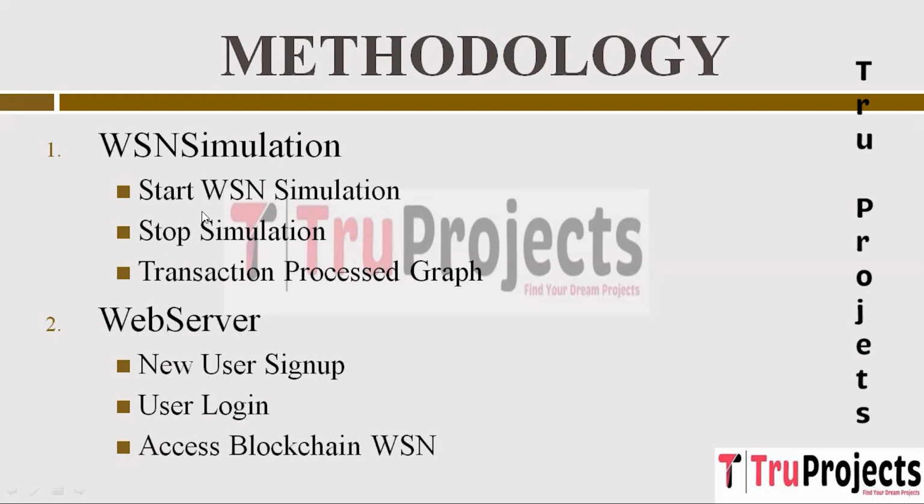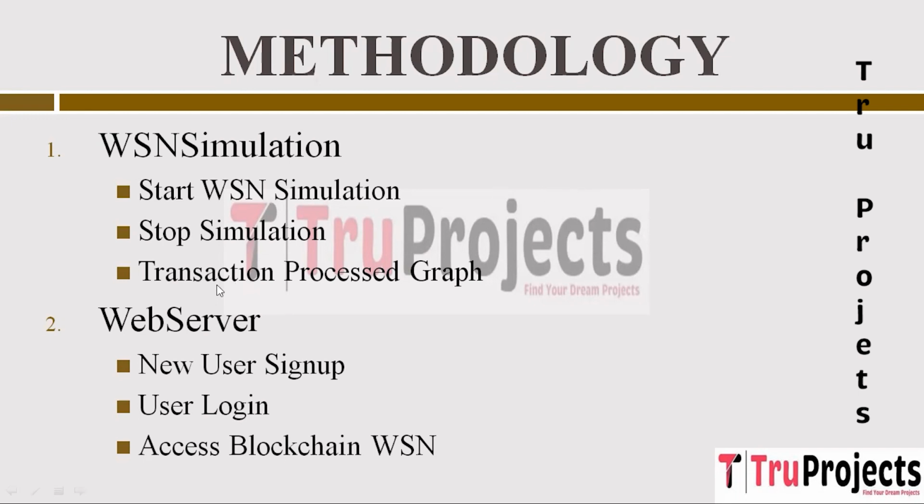So the first feature is Start WSN Simulation. This feature initiates a simulation of wireless sensor networks (WSN). Simulated nodes generate random data such as temperature readings, which mimic the behavior of real Internet of Things connected sensors. The second feature is Stop Simulation. This option allows us to stop the WSN simulation when it's no longer needed.